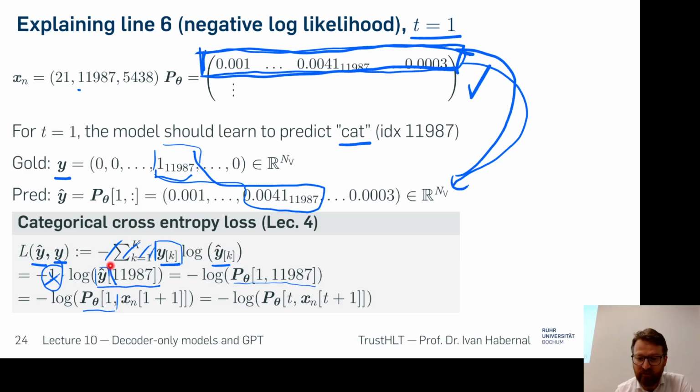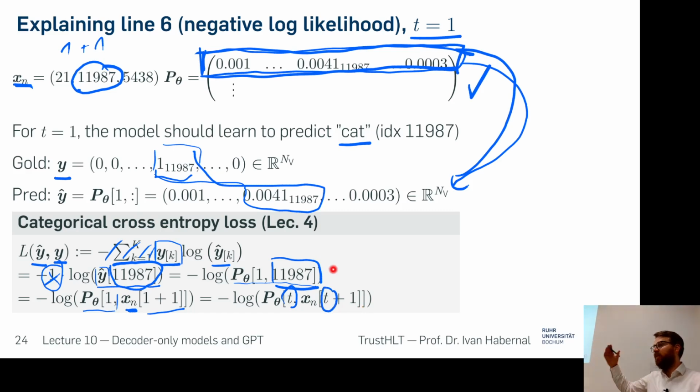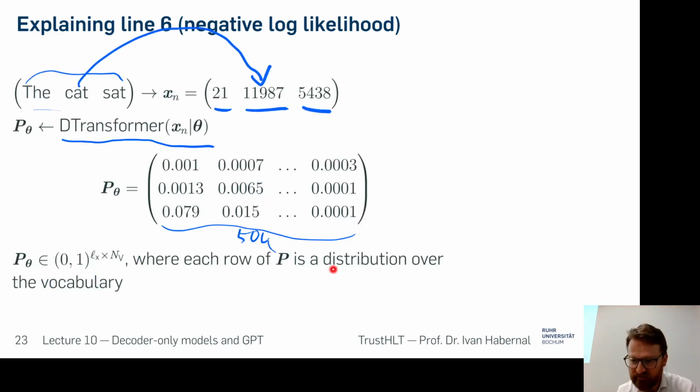11987 is the next token ID, which is xn at position 1 plus 1, at position 2. Oh, right, so I'm predicting this thing. This is how I get this number. So this is basically xn at position plus 1, and if we are at position t, this will always be the next token ID. So this is how we got backwards from categorical cross entropy, which we know is just how you compare two softmax distributions.